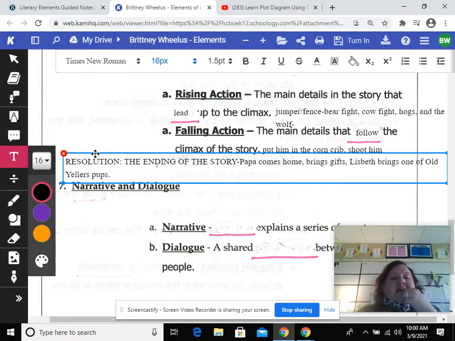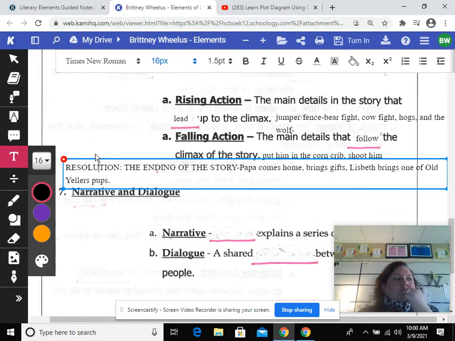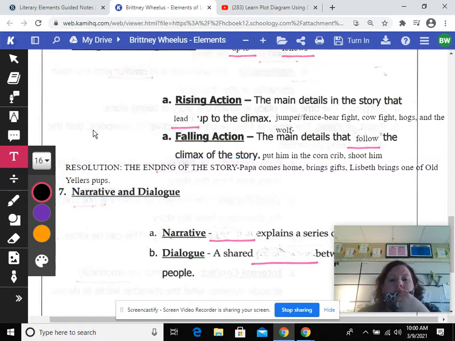All right, narrative and dialogue. Listen, you are going to need to go back and study these terms and these definitions because you are going to have a test on these words. Okay, and what I'm going to do is just include it in with your Old Yeller final test, which will end up being next week. Okay, you will have an Old Yeller final test next week.